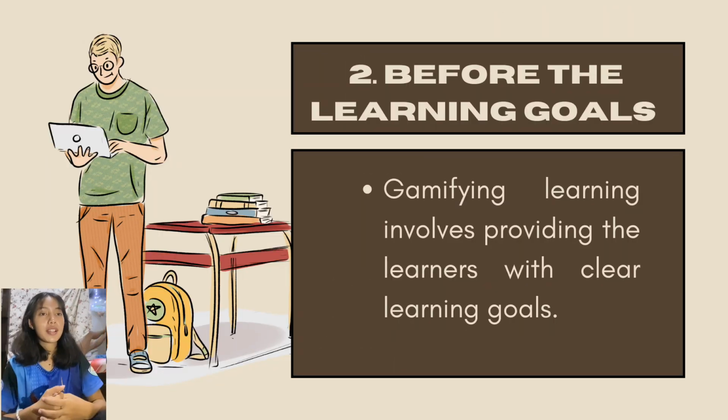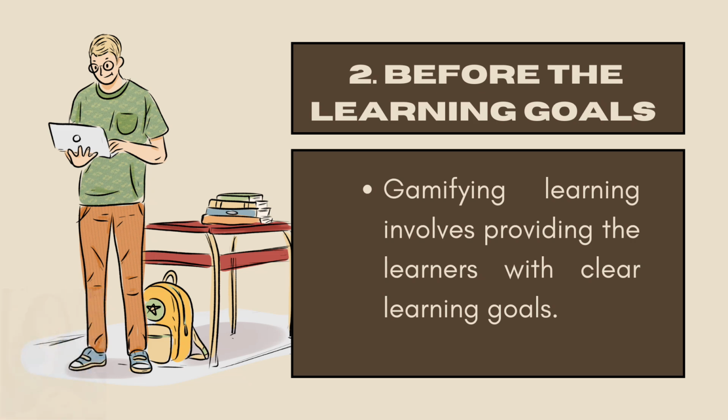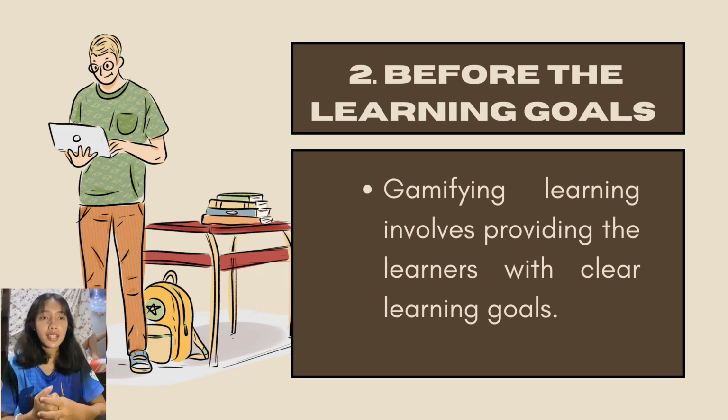The second step is to define the learning goals. Gamifying learning involves providing the learners with clear learning goals. So by defining the learning goals, we should clearly identify what we want the students to learn from the game. Gamification works best when the academic goals are clear. For example, by the end of the activity, students should be able to use simple present tense correctly, or students will learn 10 new vocabulary words about animals.